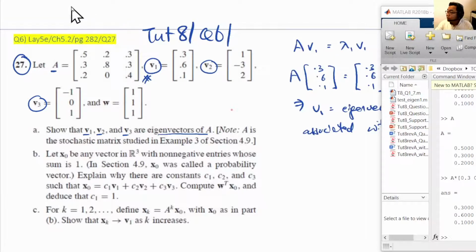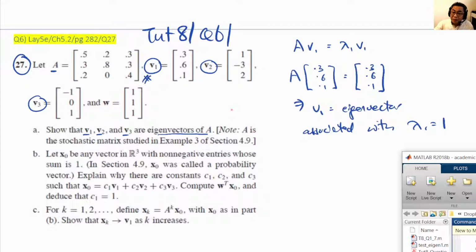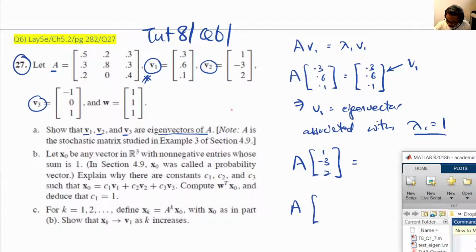So this is my answer. Basically, I write that A times this vector is equal to the same vector. Therefore, this vector v1 is an eigenvector associated with eigenvalue lambda equals 1. You can do the rest, and I'm going to write the answer for you. The result is that we know that all these three vectors are eigenvectors.